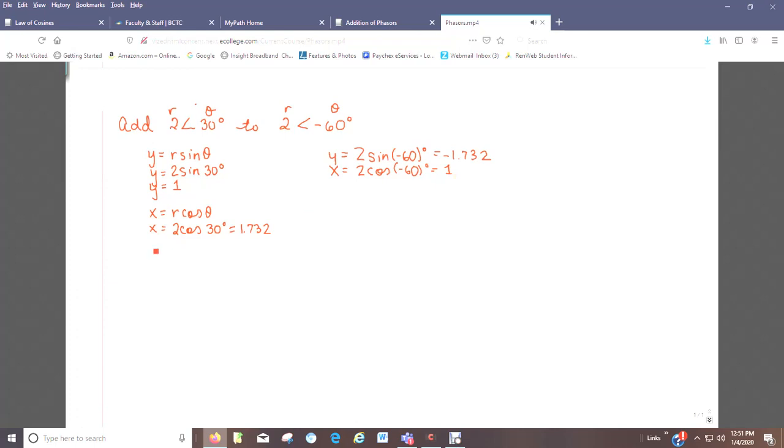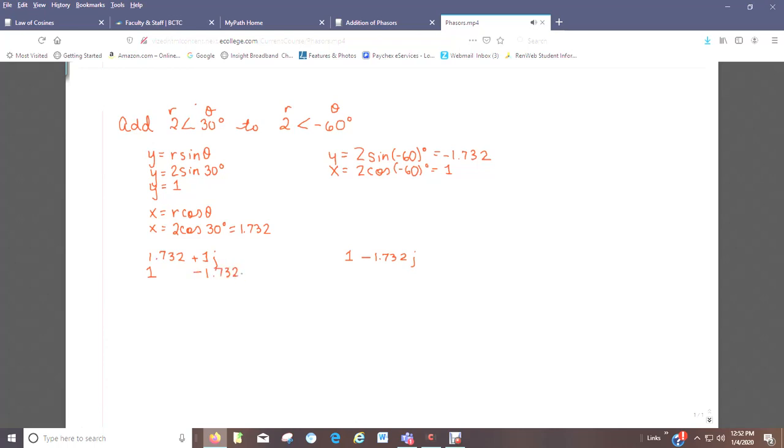All right, so here we have, if we put this into our electrical notation, 1.732 plus 1j. And over here we have x is 1, so 1 minus 1.732j. And to add these together, we're just going to add the components.